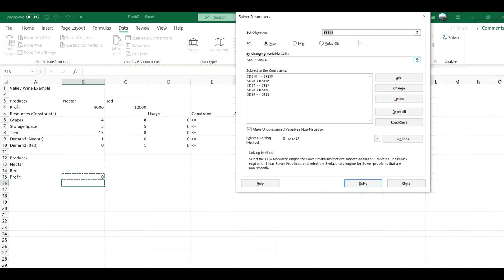We hit OK. We've entered what we're looking for. We entered the cells that the computer is going to experiment with, and we've entered our limitations beyond which we cannot manufacture. So we hit solve.